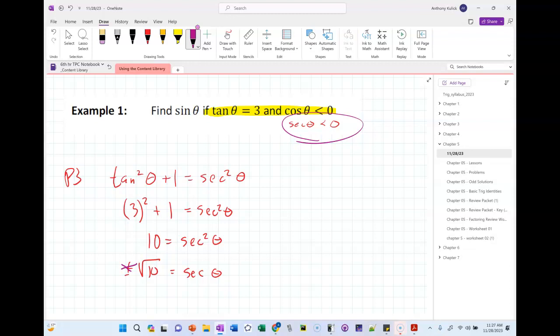Why did you use the reciprocal, secant, instead of cosine? Because I couldn't find an identity that had only tangent and secant in it. That's why I ended up using secant instead of cosine.